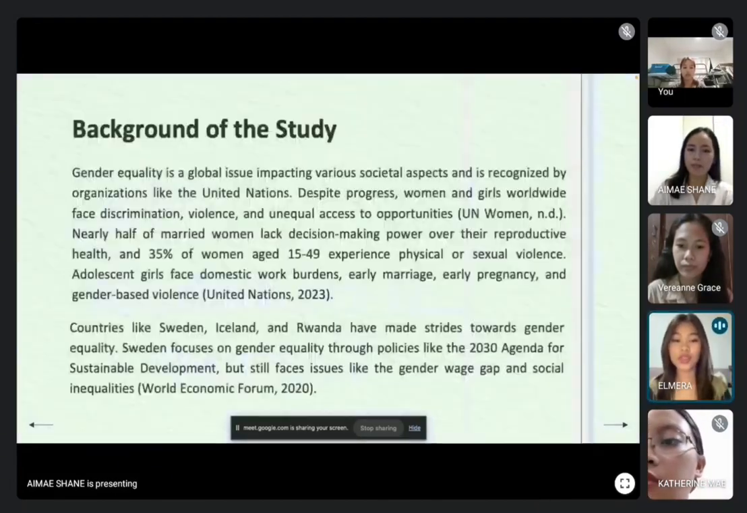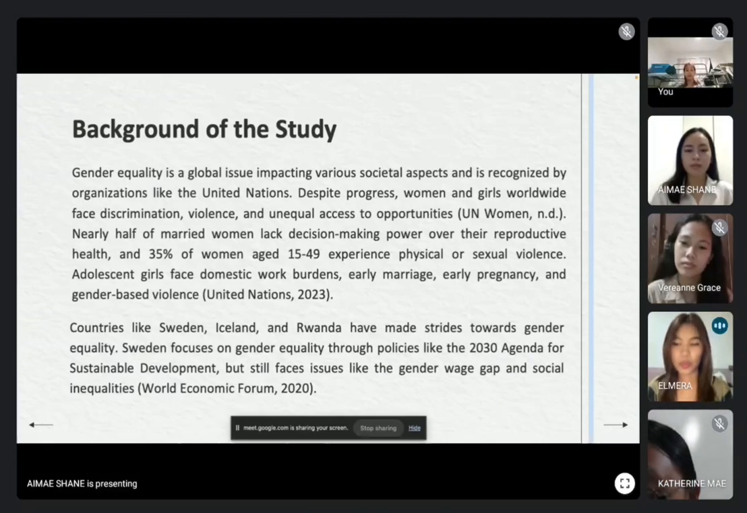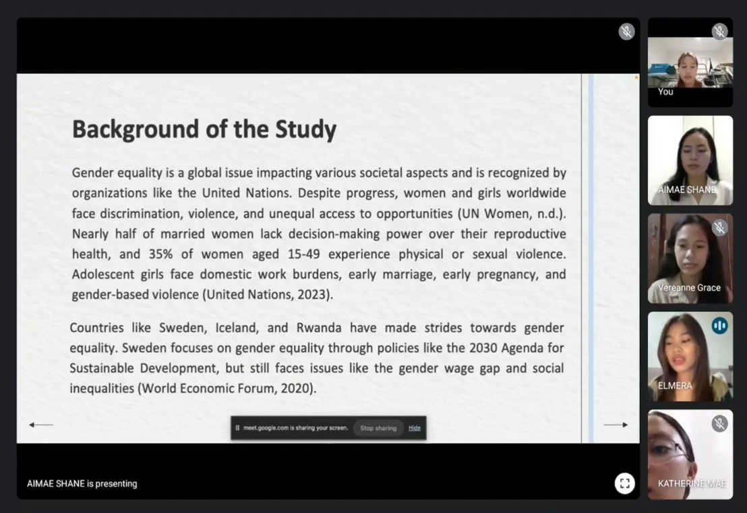The background of the study. Gender equality is a global issue impacting various societal aspects and is recognized by organizations like the United Nations. Despite progress, women and girls worldwide face discrimination, violence, and unequal access to opportunity. Gender equality is a global crisis. It is a global issue affecting women and girls worldwide. So they face discrimination, violence, and limited opportunities.